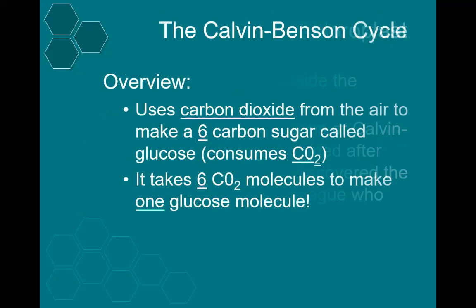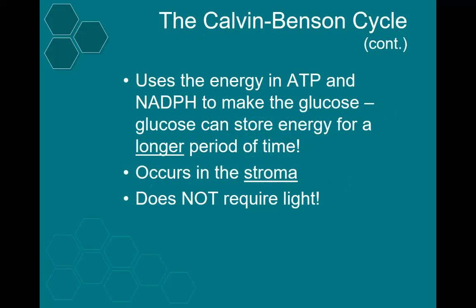In the Calvin-Benson cycle, you have carbon dioxide from the air, which remember has one carbon atom, and we're going to use that 6 times to manufacture a 6-carbon sugar called glucose. Now it takes 6 CO2 to make 1 glucose molecule. All right. In order to do this, it's going to utilize the ATP and NADPH that we made in the light reaction to build glucose.